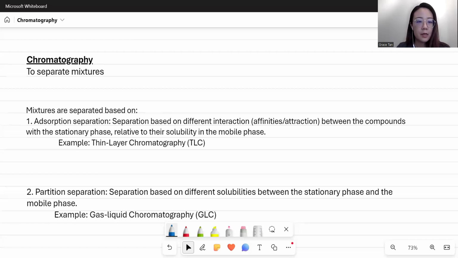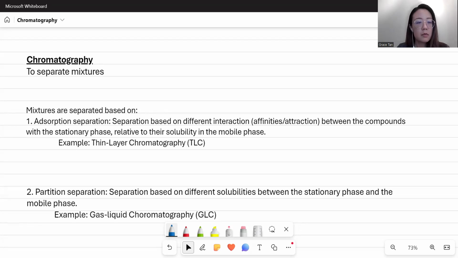Hello, everybody. Today we will be learning chromatography. So chromatography, their purpose is to separate mixtures. And in the chemistry syllabus, most of the time you will be separating a mixture of amino acids.